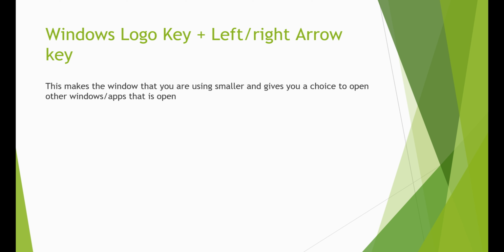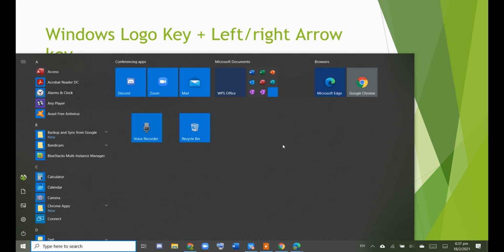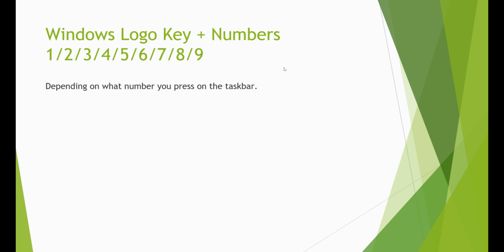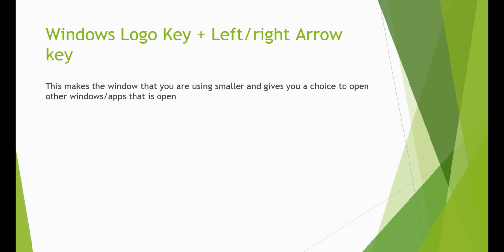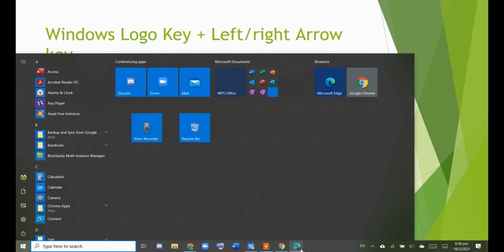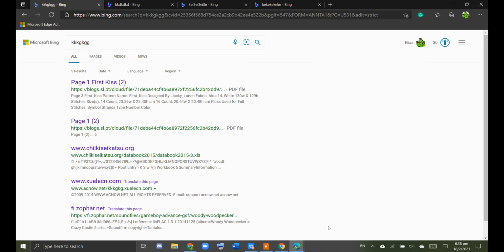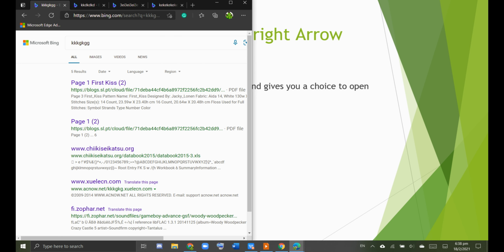Windows logo key plus left or right arrow key. This makes the window that you are using smaller and gives you a choice to open other windows or apps that are open. So if I go to any application, Windows logo key plus left or right arrow, you can so-called split screen.